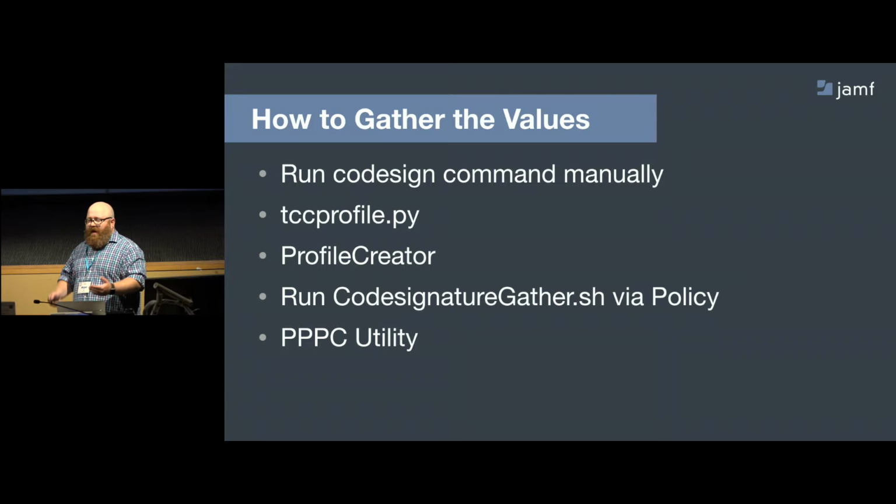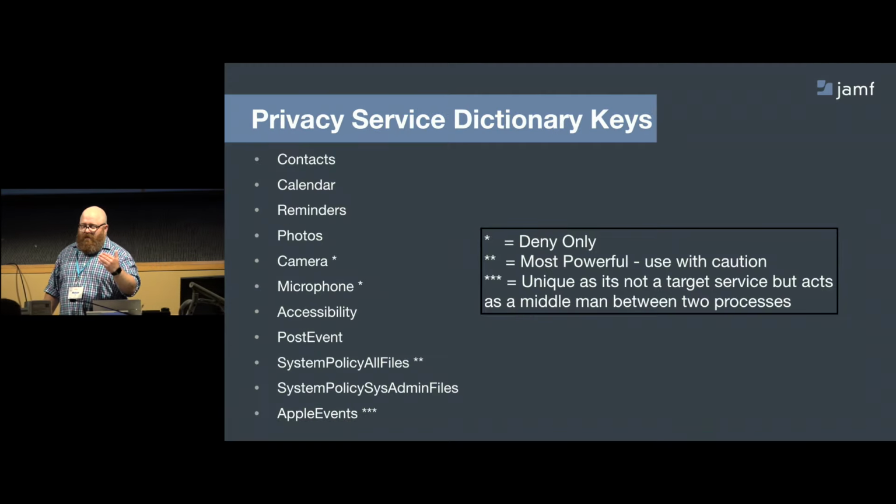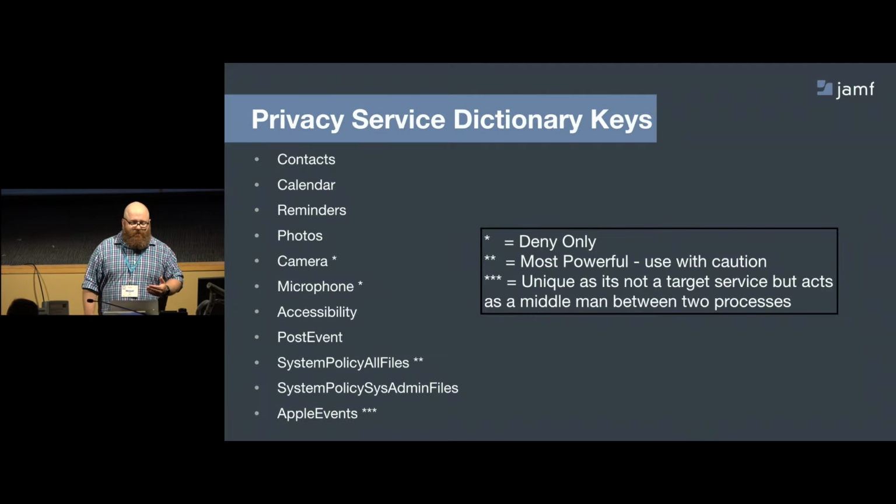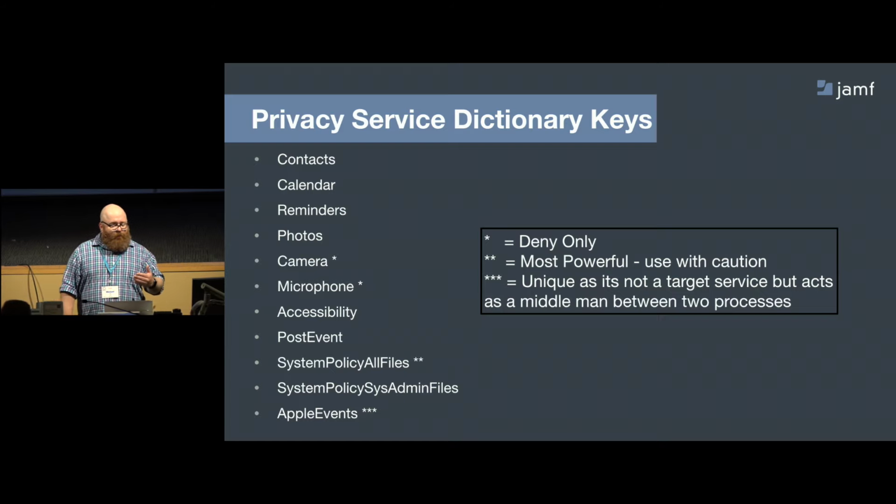But what am I actually whitelisting to? What am I trying to give this access to? These are the privacy service dictionary keys that were released with 10.14. A bunch of different things, say contacts, calendars, reminders, and then we get into more complicated things like camera, microphone, system policy all files, system policy admin files, and the Apple events.